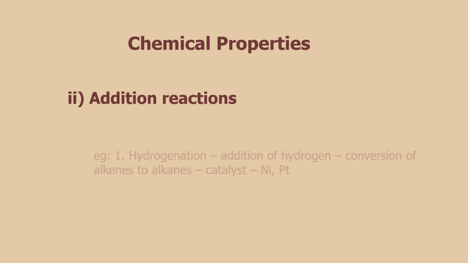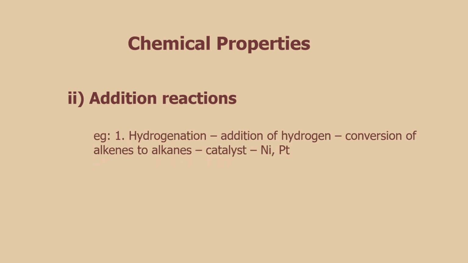The second chemical property is addition reaction. The double bond allows alkenes to undergo addition reactions including, first example, hydrogenation, addition of H2, which converts alkenes into alkanes using metal catalysts like nickel or platinum. C2H4 plus H2 produces C2H6.